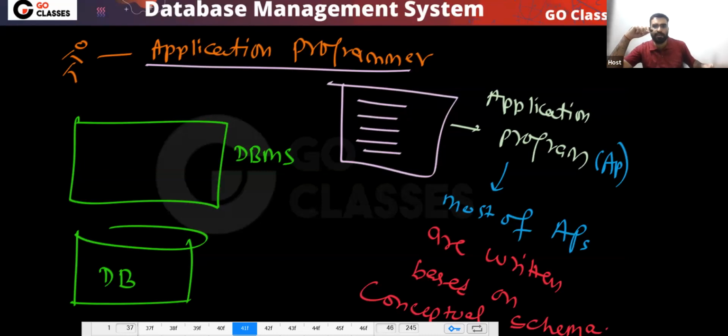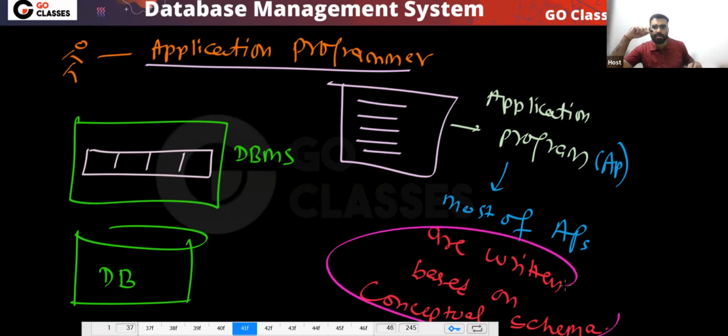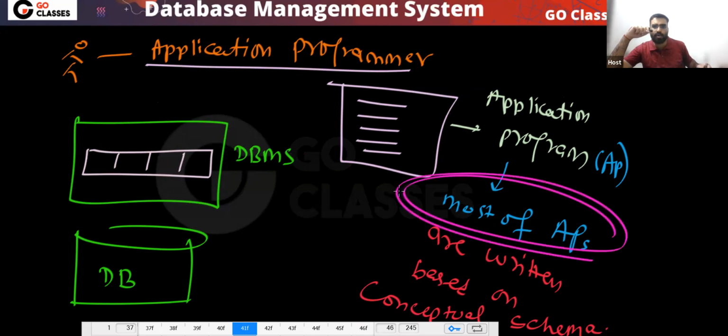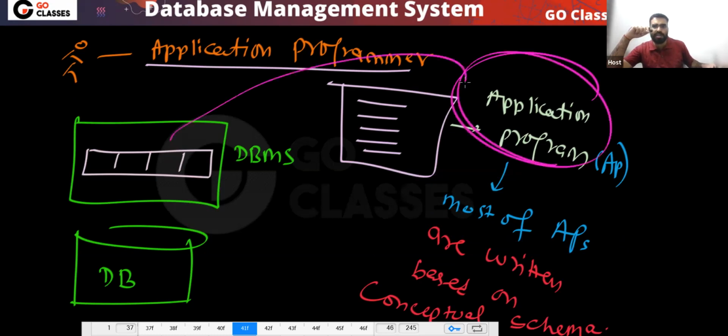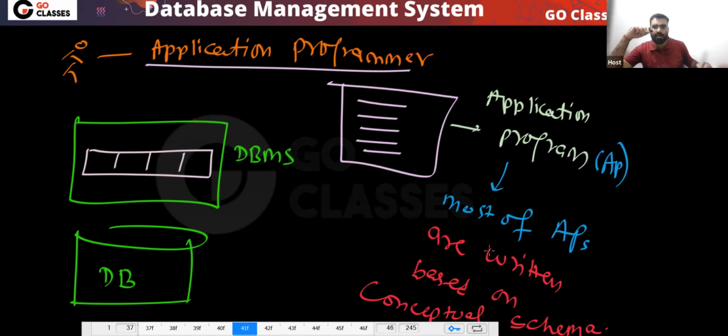Can you retrieve the data? That is the reason I am saying that when you are retrieving data, you care only about the conceptual schema: what data is stored. Google will give you this data or that data. So most of the application programs are written based on the conceptual schema, on what data is stored. Most of them want to retrieve some data. Is this clear? So they are written based on the conceptual schema.